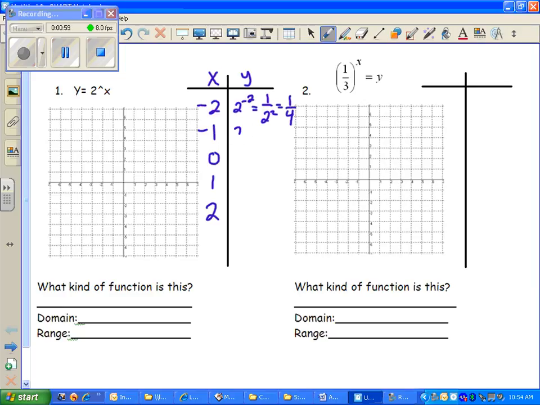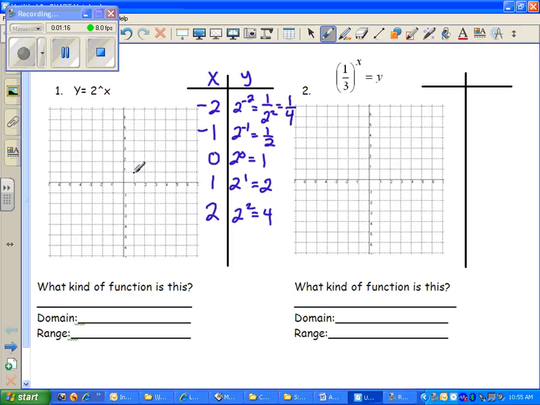For -1, 2 to the -1 means it's 1/2. 2 to the 0, anything to the 0 power is 1. 2 to the first power is 2. 2 squared is 4. So now I'll just plot.